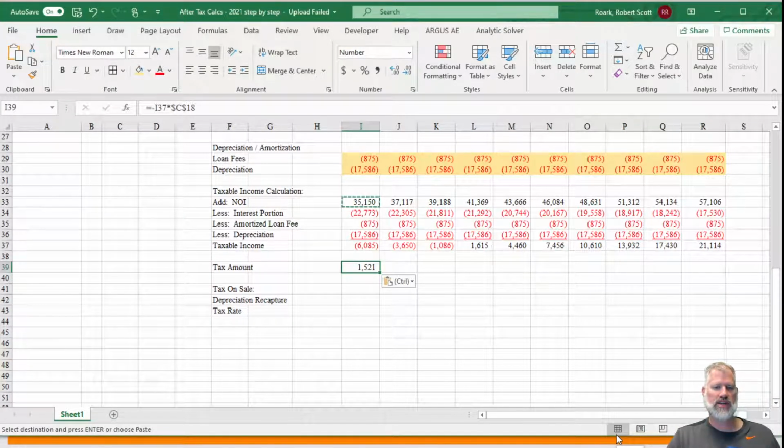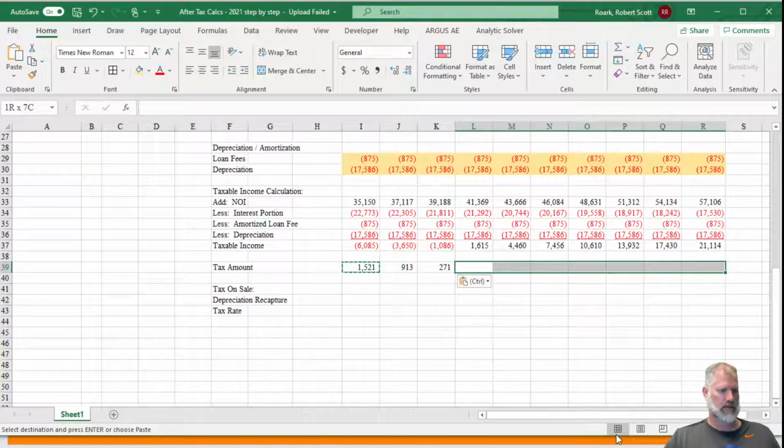What is happening in effect here is that by virtue of us having a taxable loss on our real estate, it's reducing our taxes elsewhere, either within our real estate empire, or if we're a W-2 employee and we get taxable income on other things, it's going to reduce our taxes. So we're paying $1,521 less in taxes in year one because of our real estate than if we did not have the real estate. So we do need to have that as a positive cash flow, even though it's in the tax category. I'm going to copy that all the way across here. And you can see eventually we're going to be paying some taxes.